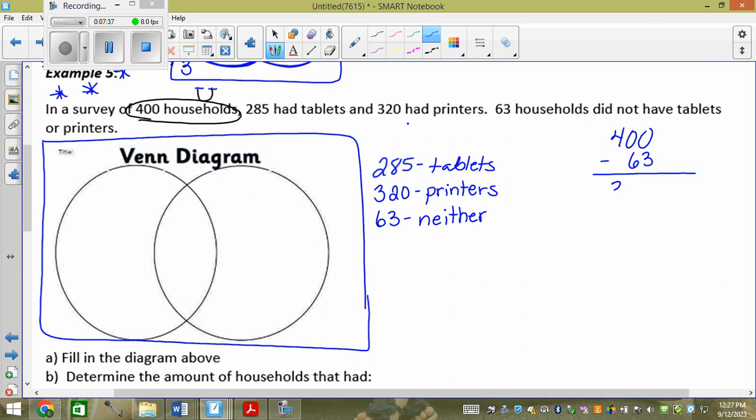337. So here's my 63. I have 337 left for the two circles. We agree? Now, does the printers and the tablets here, does it say printers only or tablets only? So could some of the people own tablets and printers? Absolutely they could. They have to. I only have 337 people left to fill in these circles, right? 337. What do these total to? 605, I believe.